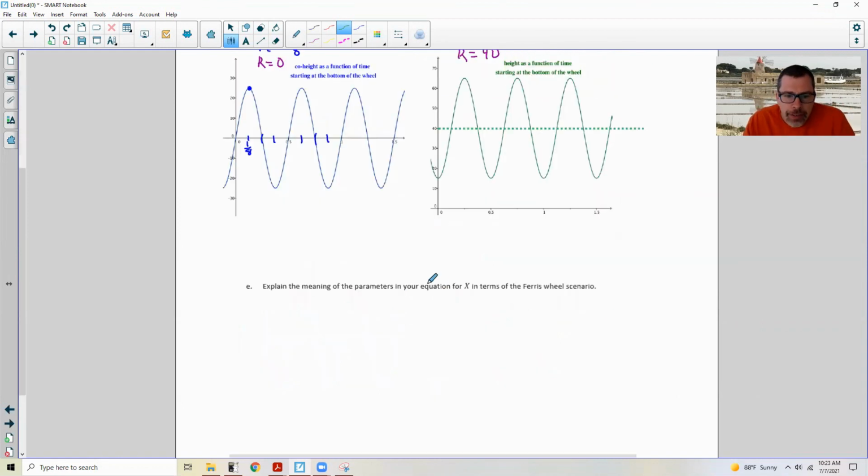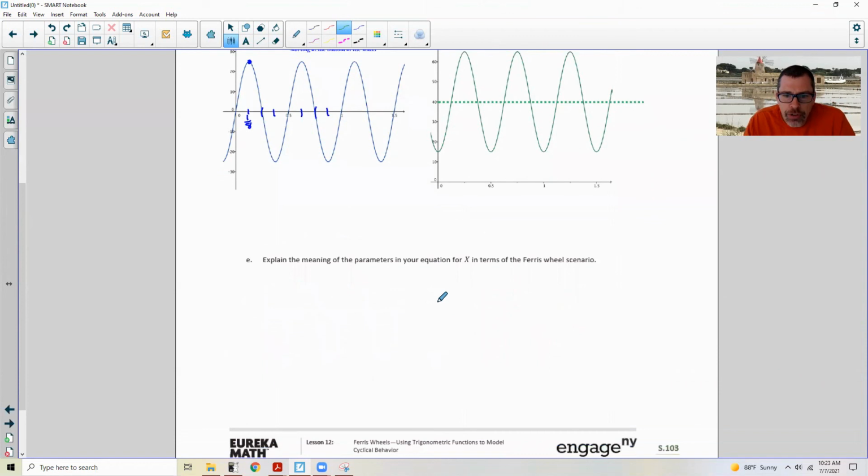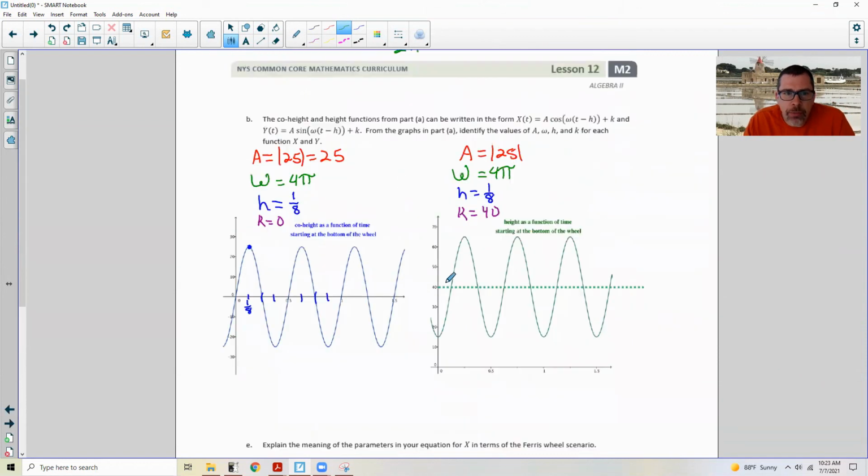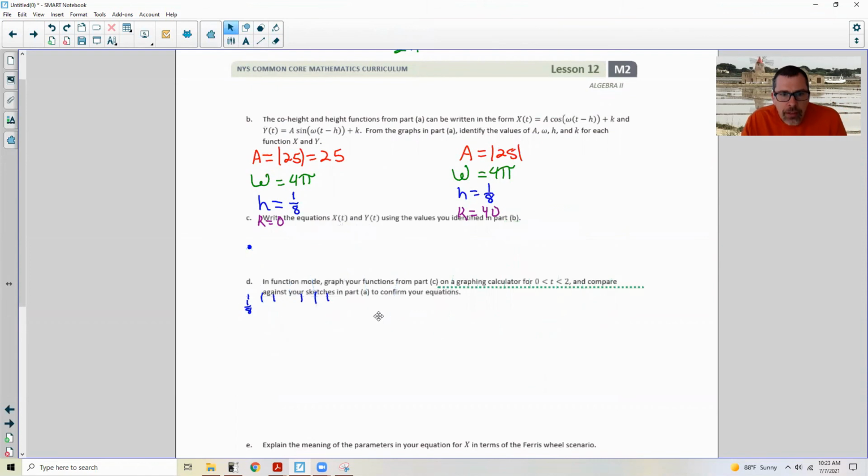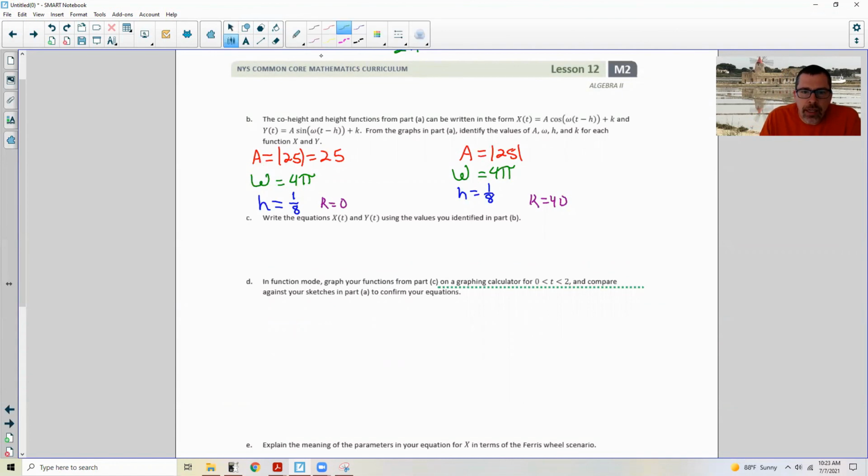All right, part E, explain the meaning of the parameters for equations for x. Oh, I skipped C. So all this stuff is in my way, so let's get rid of it. Let's move this over here so I can read this. Okay. Part C, write the equation x of t and y of t using the values.